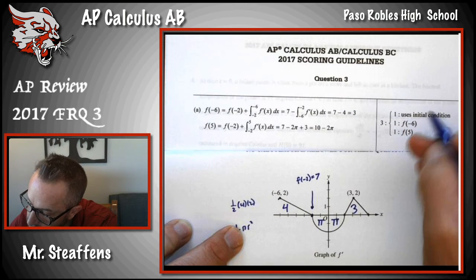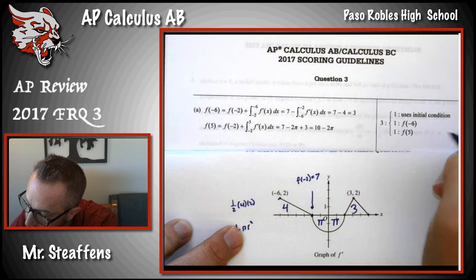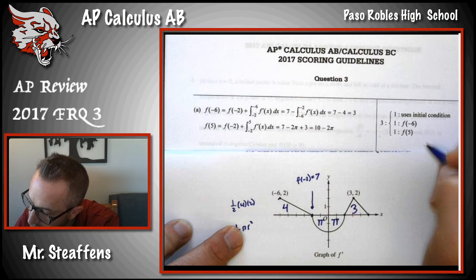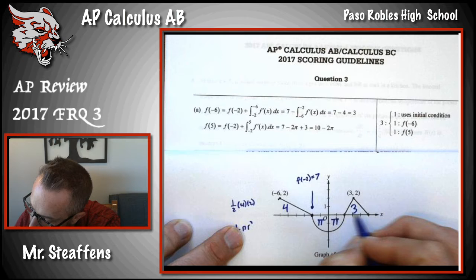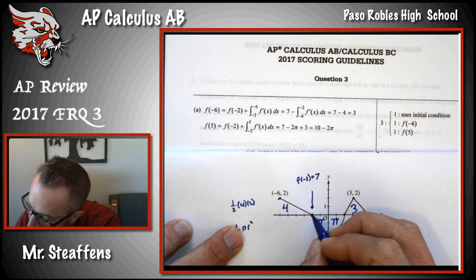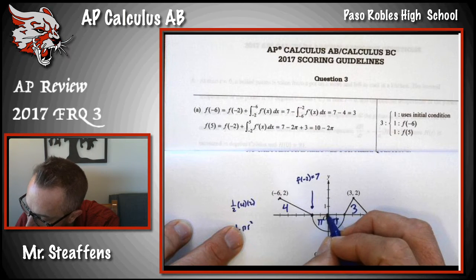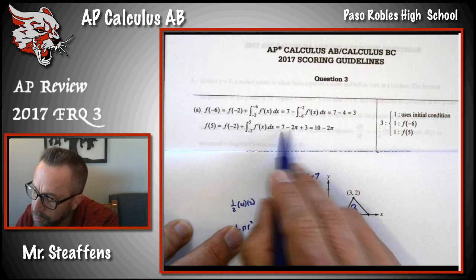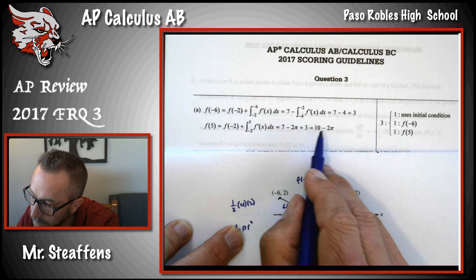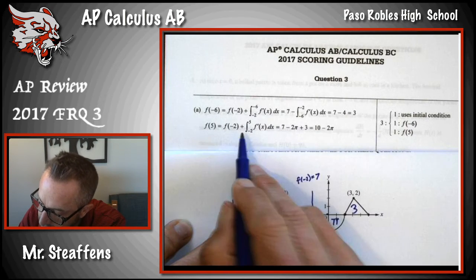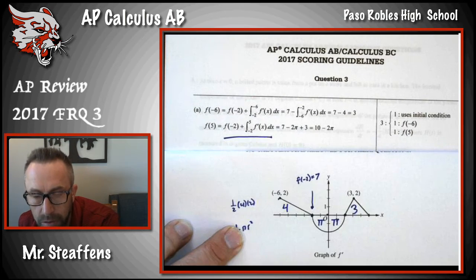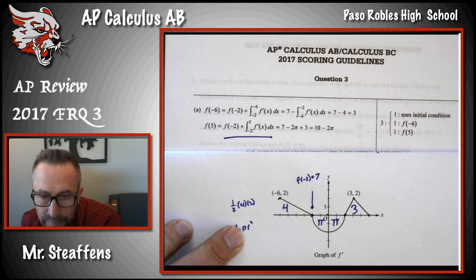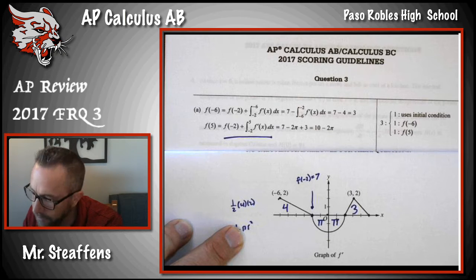So you get a point if you use the initial condition of 7, and if you find f of negative 6, you get that. If I'm going all the way from negative 2 all the way to 5, I'm going to add a negative pi, another negative pi, and a 3. So that's 7 minus 2 pi plus 3. It's 10 minus 2 pi. They did write it as the integral, so you might want to include that: the value at negative 2 plus the integral from negative 2 to 5, the area under the curve of f prime from negative 2 to 5.